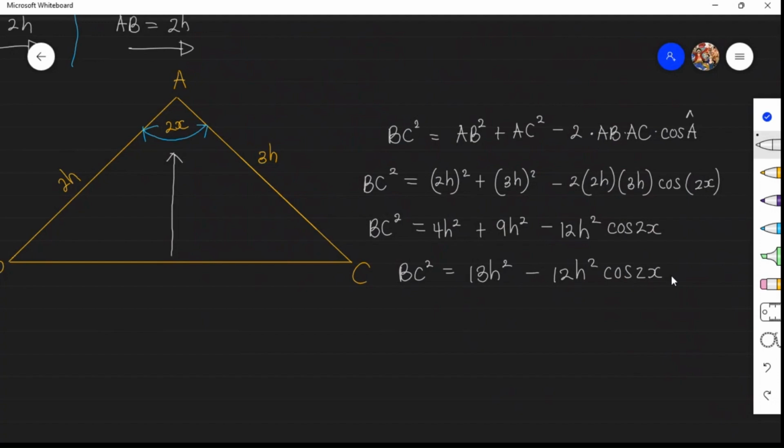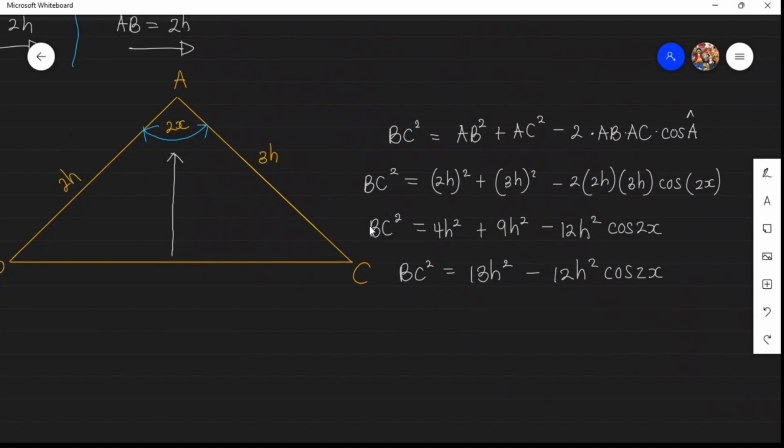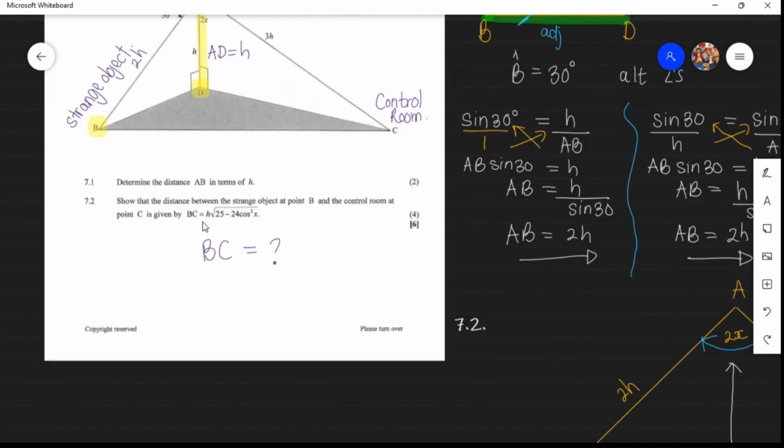Now, from here, let us go and have a look at what was the BC value that the question had and how is it different to our value, so we can try and see what direction we now need to move towards or move in. So we have BC equals h, the square root of 25 minus 24 cos squared x. So do you see that cos squared? That is cos squared, not cos 2x.